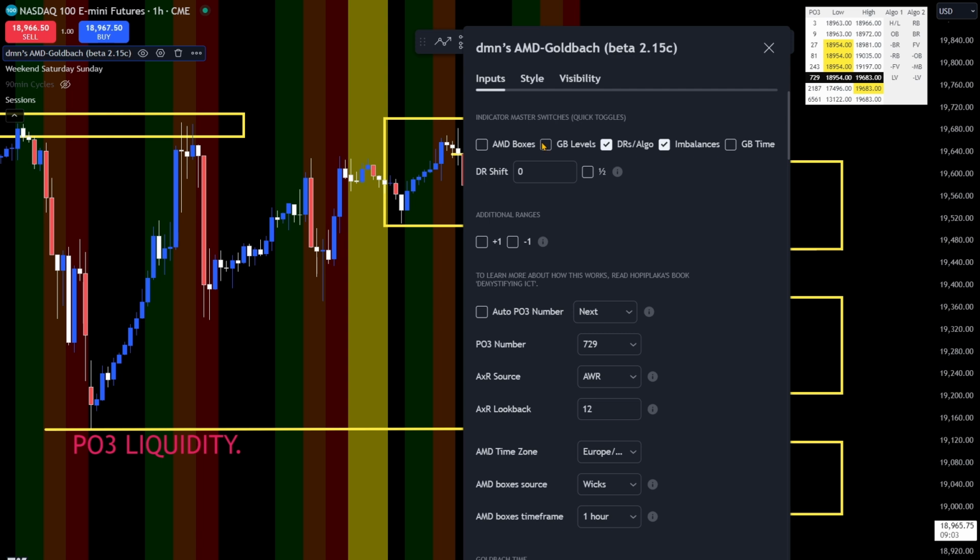All right. Now, see what I mean? I can turn the GB levels on. I can turn them off. DRs and algo is my cheat sheet up here. And to explain the cheat sheet, right?